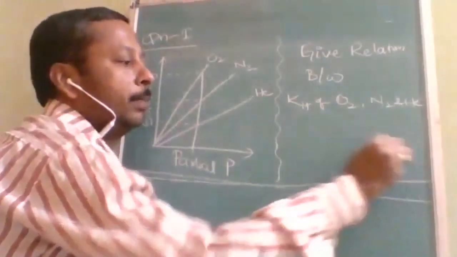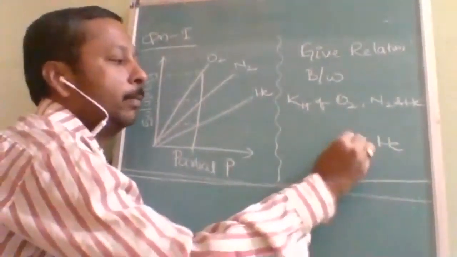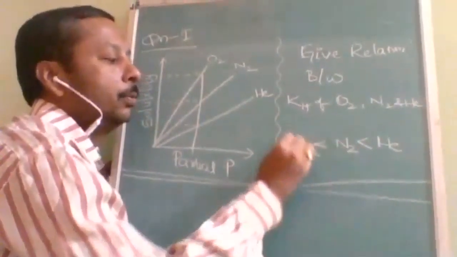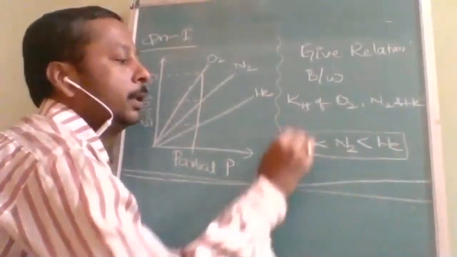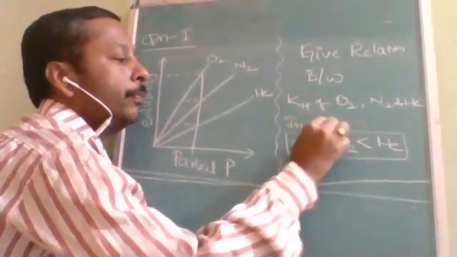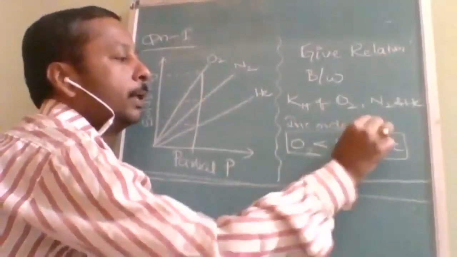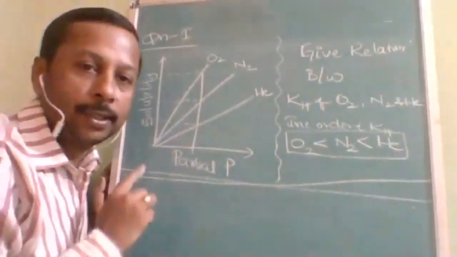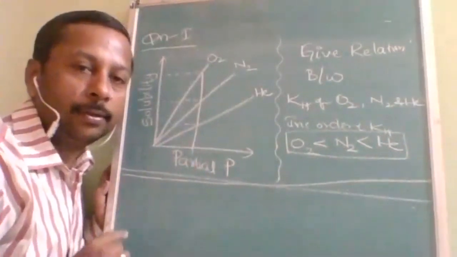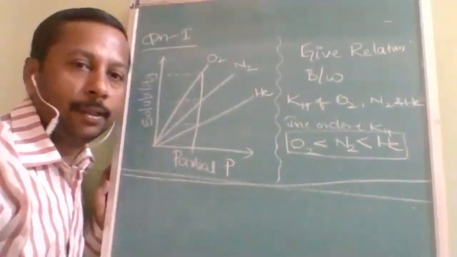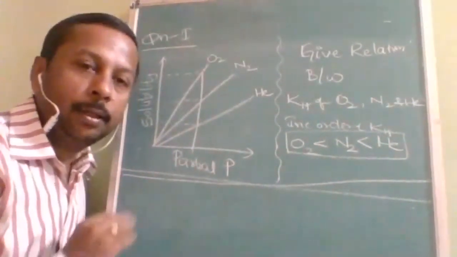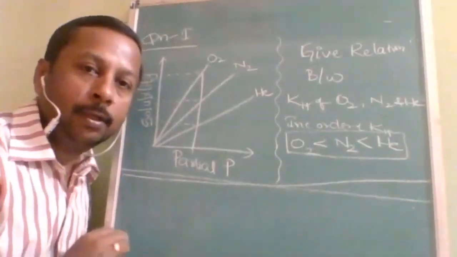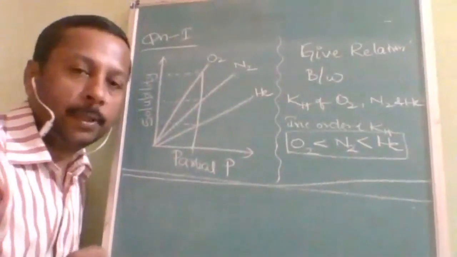So the answer will be helium greater than, second will be nitrogen, third will be O2. This is the increasing order of KH. How to use this graph and how to use the theoretical logic from the theory session in solving the question, both are important. If you connect them together, only then will there be a result. Is it understood? I think everybody is clear on this part.